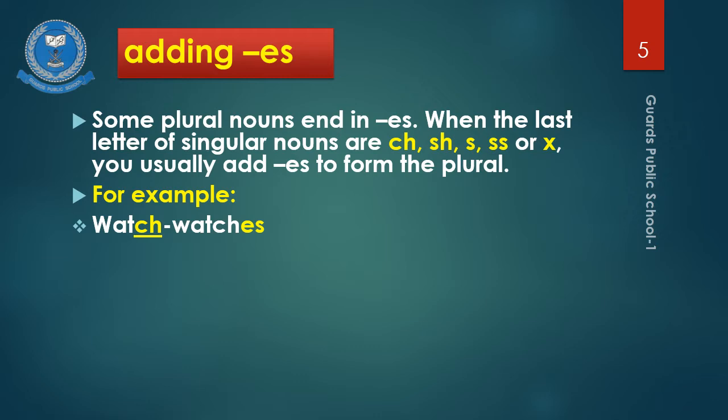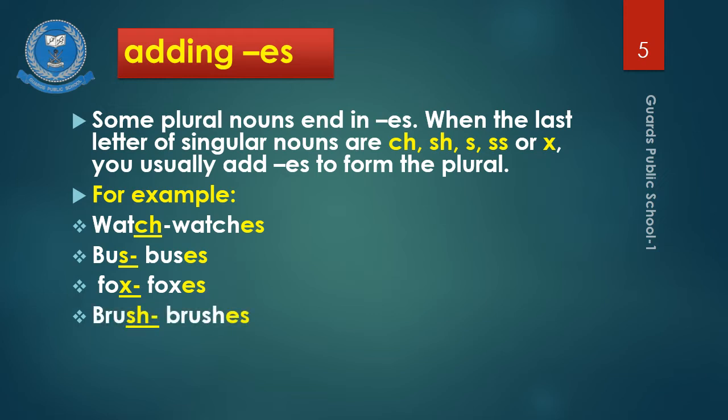Bus, single s, so to make it plural we will use es at the end. Buses. Fox, x है तो आखिर में हम क्या यूज़ कर लेंगे after to make the plural? Foxes. Brush, ends in sh, to make it plural we will use es, brushes. Glass, again double s use हो रहा है, so at the end we will use es, glasses. So you have to remember students, whenever ch, sh, s, double s or x are used in the word, we will use es to make it plural.